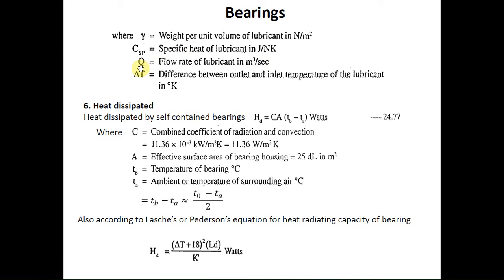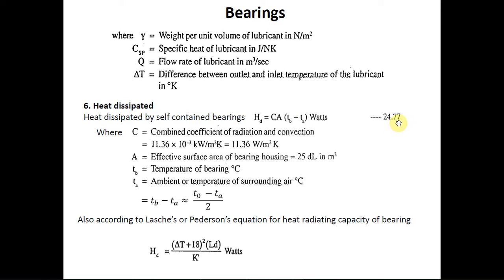Okay, so Q is what here? It is the flow rate of the lubricant. Delta T is the difference between the outlet and inlet temperature of the lubricant in degrees Kelvin. Next comes heat generated and heat dissipated. Heat dissipated by a self-contained bearing is what? HD equals CA (TB minus TA) watts.